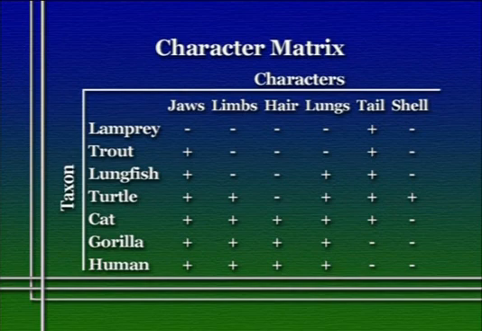Now, once we've got our derived traits worked out, then we ask, how do the different members in this analysis, the different species in the analysis, share or not share traits? It's the shared derived traits, the degree to which organisms share different derived traits in specific, that we use to determine phylogenetic relationships. For example, humans and gorillas share 5 of the derived traits in our analysis. They share the traits of having jaws, limbs, hair, lungs, and not having a tail. All of those are derived traits.